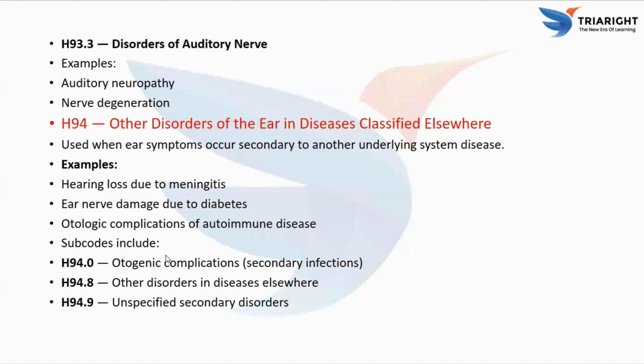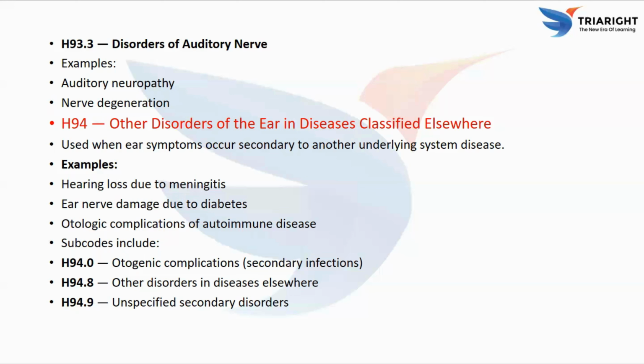So next, what are the subcodes of H94? H94.1 includes the otogenic complications. So this is used when a systemic infection spreads to involve the ear. For example, meningitis leading to labyrinthitis, systemic sepsis leading to ear canal infection, and also skull-base osteomyelitis causing ear complications. So these are ear problems caused by infections originating elsewhere.